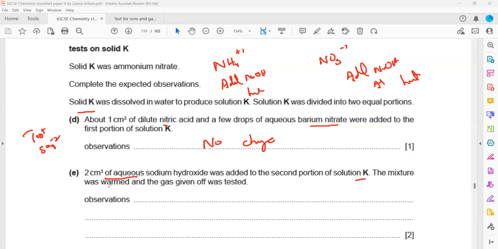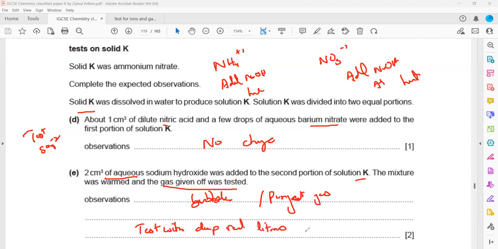2 cm cube of sodium hydroxide was added to a second portion of K. The mixture was warmed and the gas given off was tested. The observation: effervescence, bubbles. How do we test the gas? Ammonia is a pungent gas. You have to mention damp red litmus paper, and as a result, it will turn blue.